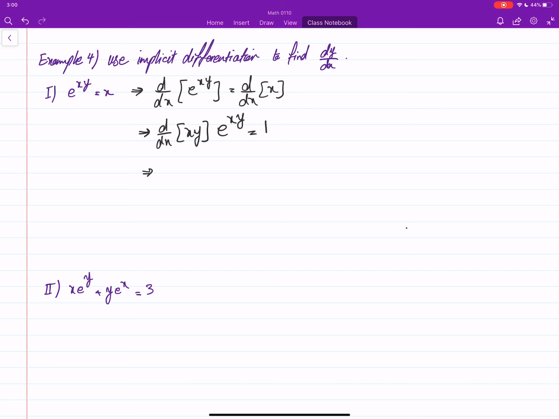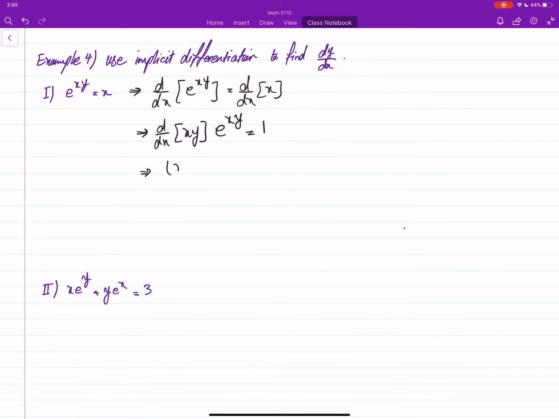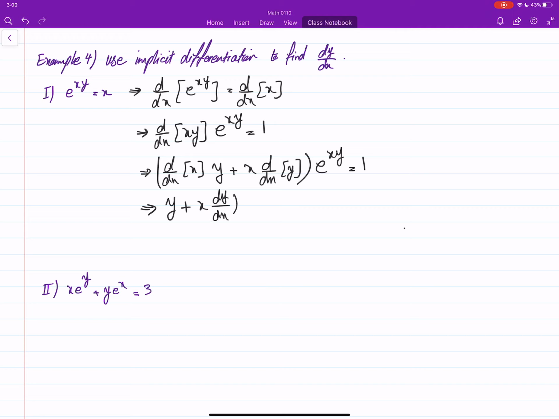Now here we have the product rule, so it will give me the derivative of the first one times the second one plus the first one times the derivative of the second one, and everything multiplied by e to the power xy, which is equal to 1. Complete the differentiation. Derivative of x with respect to x is 1, so I have y, and then here's x dy dx times e to the power xy, which is equal to 1.